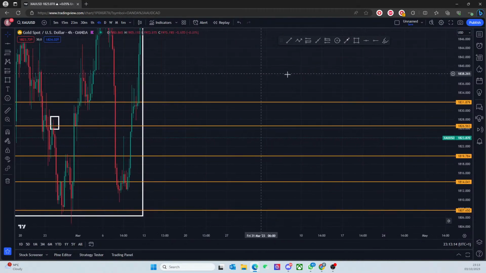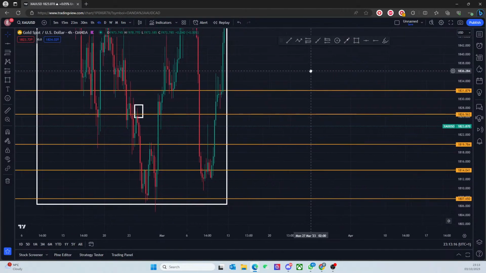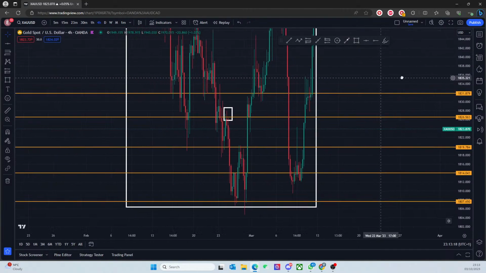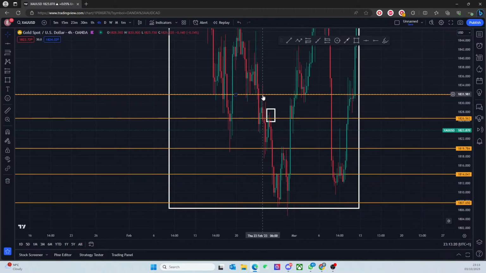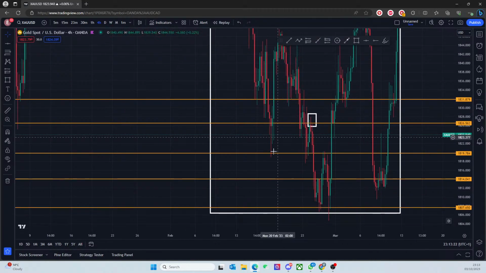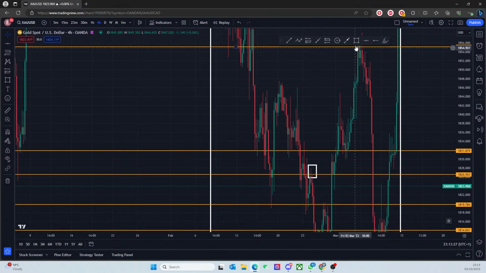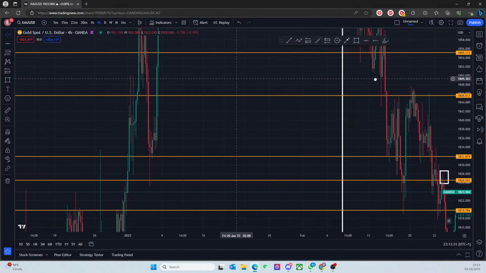At the moment, I don't have any sells. I don't have any buys. I don't have any sells marked up because I don't know if it's going to tap 31 because it's already tapped 31 once. It's also tapped 1819. So if it does grab liquidity, the only area I can look for sells is around here.